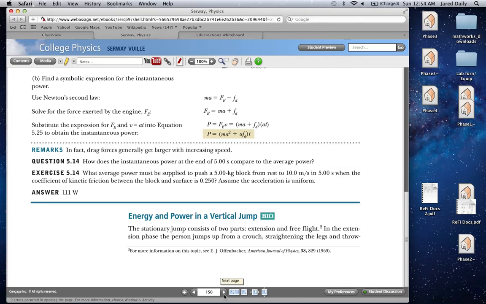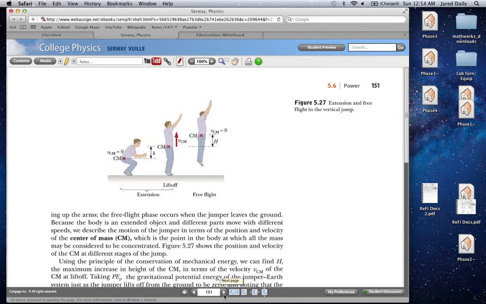Energy and power in a vertical jump. Well, it turns out that when you're jumping, you're using your biochemical energy, and you're going to turn it into kinetic energy until you reach the top of your jump. And then it's slowly, as you're reaching the top of your jump, it's slowly being turned into gravitational potential. And there's definitely energy being passed around as you jump.